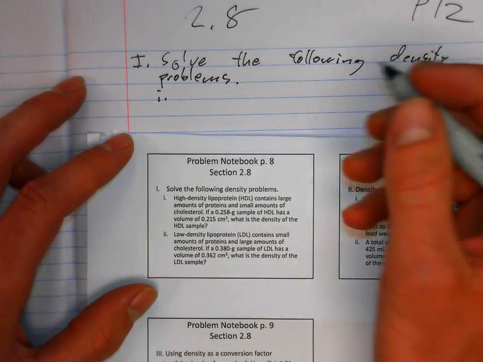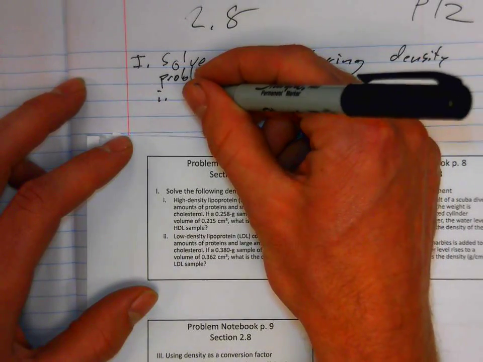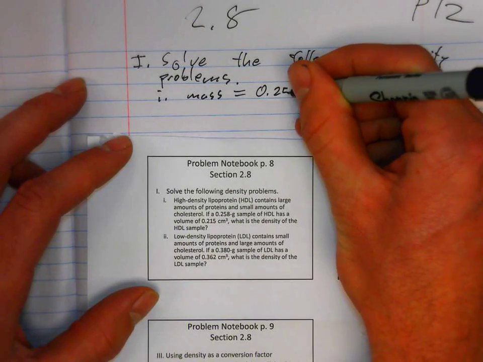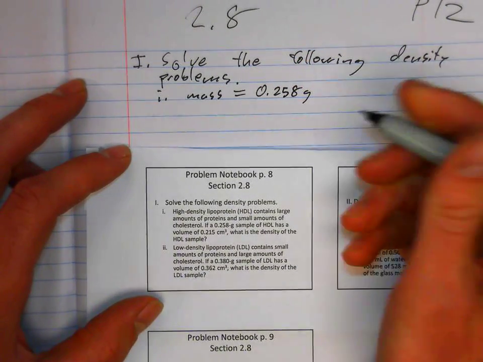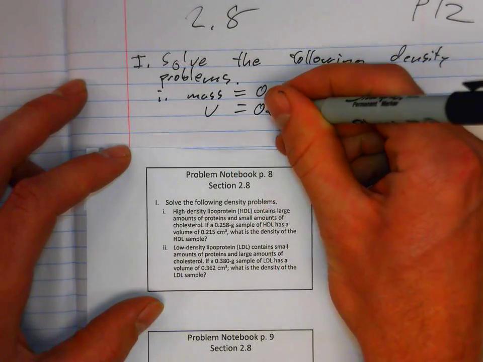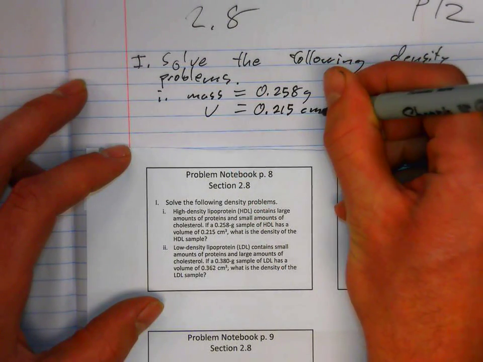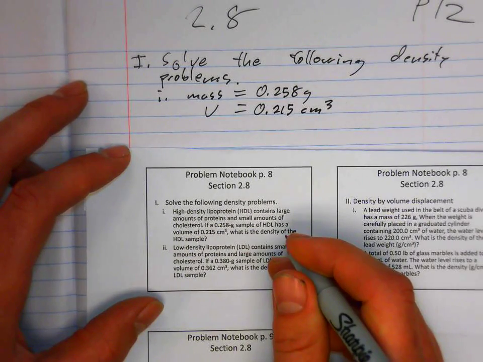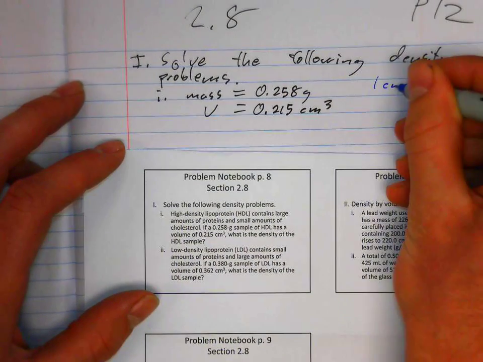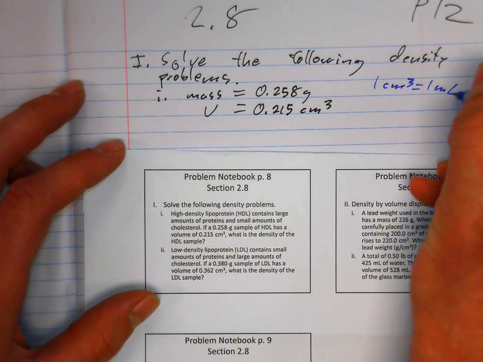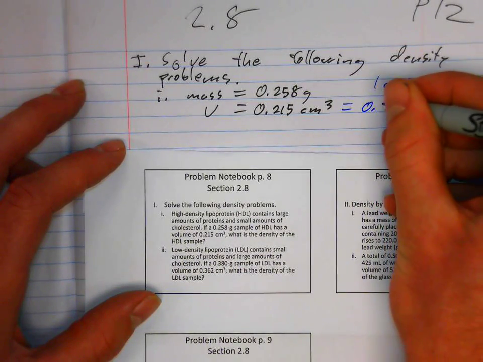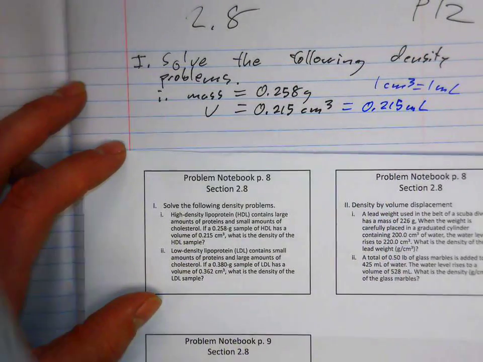So we have our given values. We have a mass, which is 0.258 grams, and we have a volume. Volume is 0.215 centimeters cubed. And a centimeter cubed, by the way, is the same thing as a milliliter. Right? One centimeter cubed is 1 milliliter. So we could also express this as 0.215 milliliters.